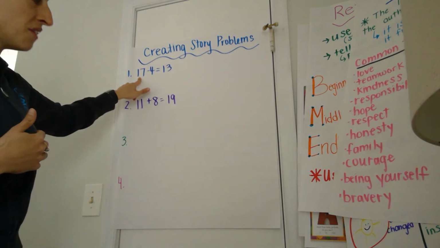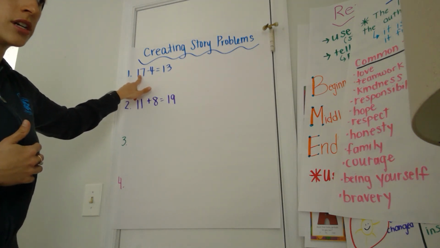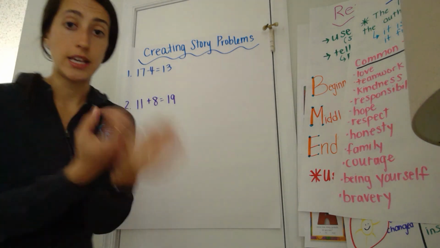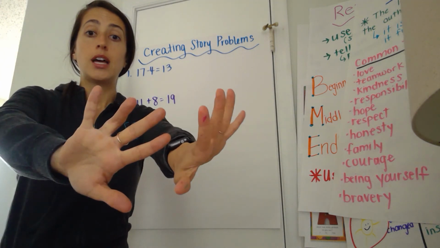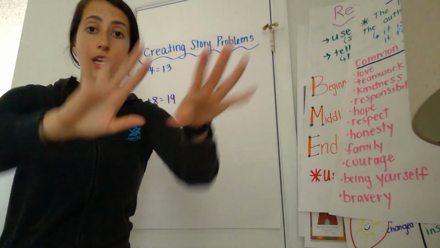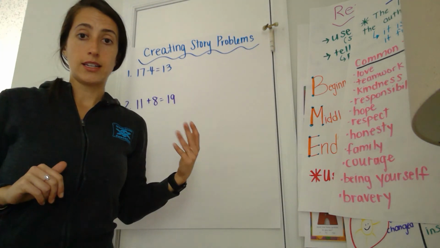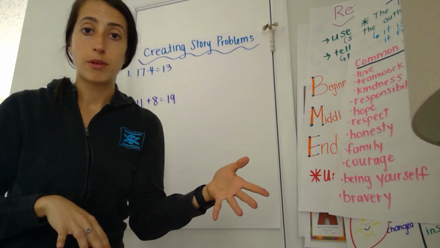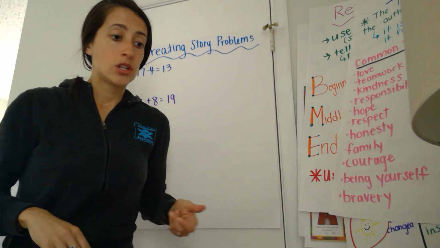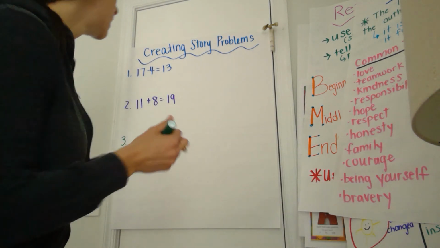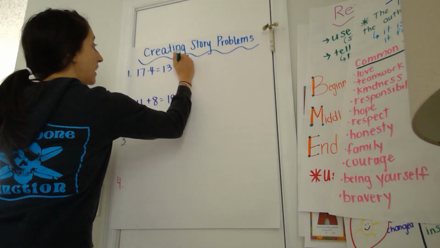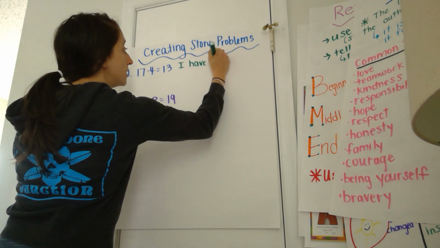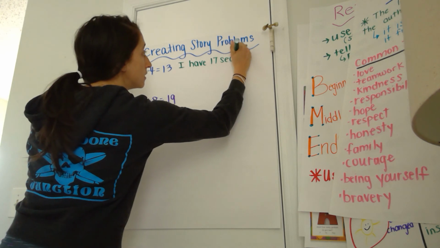If I have 17 seashells, maybe I will give 4 away, because if I give someone something, I'm taking from what I have and getting rid of it, just like subtracting. I have 17, I'm going to give away 4, and I'm going to end up with 13. So I'm going to write, I have 17 seashells.